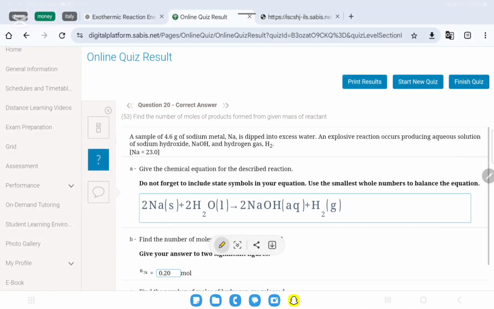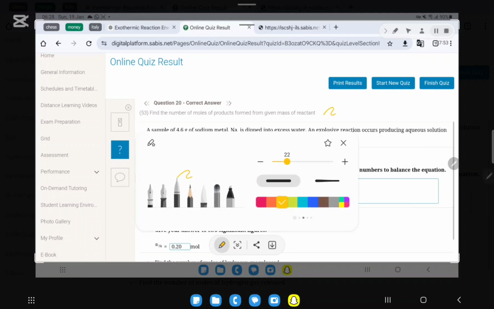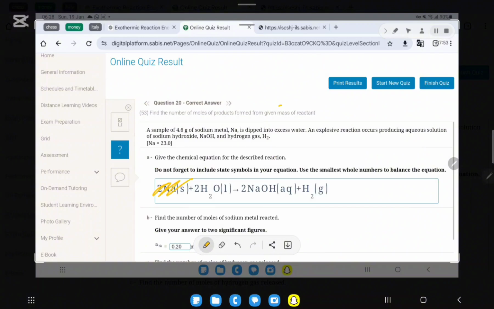A sample of 4.6 grams of sodium metal Na is dipped into excess water. An explosive reaction occurs producing an aqueous solution of sodium hydroxide and hydrogen gas. Here we have to balance the equation again.